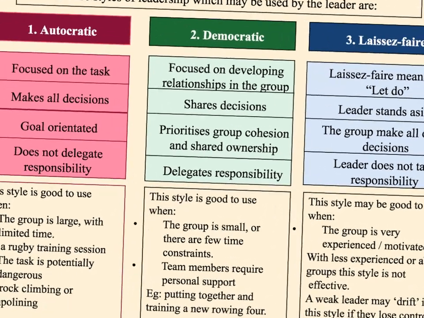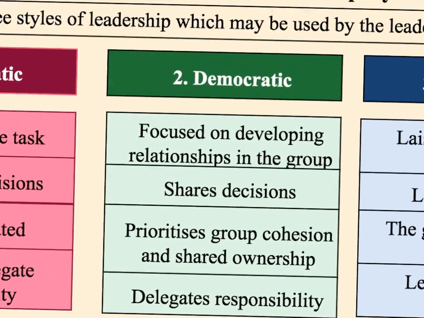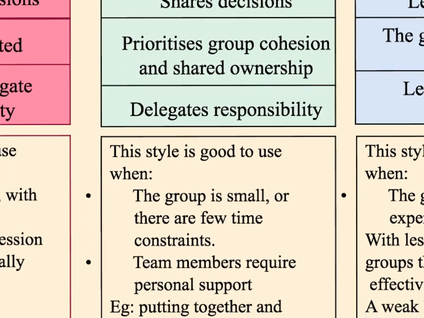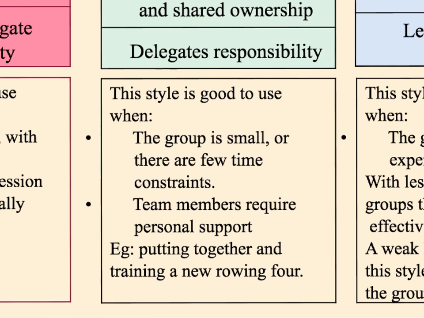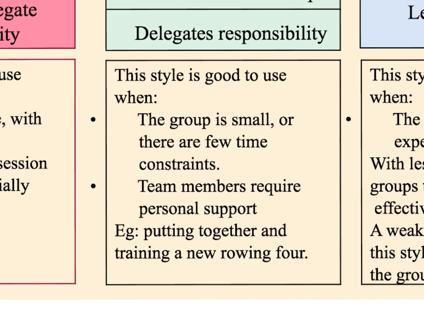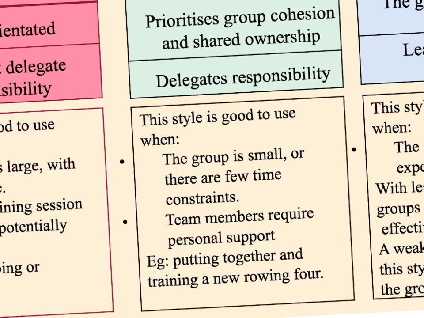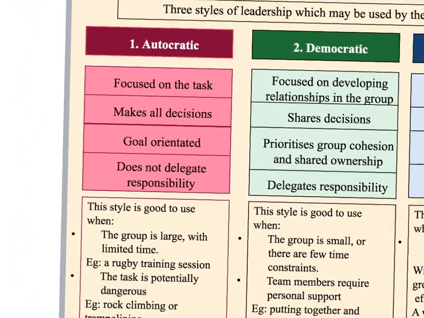So democratic, focused on developing the relationships within the group. You share decisions, prioritises group cohesion and shared ownership of the group, delegates responsibility. This is a good style to use when the group is small and there are very few constraints. Team members require personal support. For example, putting together and training a new rowing form.